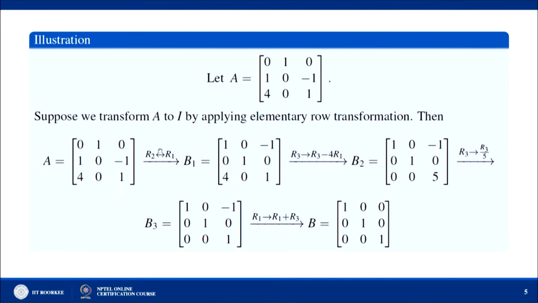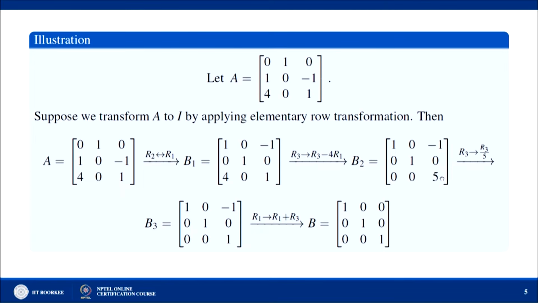This row will come here and this row will come here: 0 1 0 and this 4 0 1. Now, you make 0 here with the help of this. So, this minus 4 times this. So, replace R3 by R3 minus 4 times R1. You get new matrix B2, and B2 will be equal to, the first 2 rows remain the same, and the third row, this minus 4 times this will be 0, this minus 4 times this will be 0, this minus 4 times this will be 5.